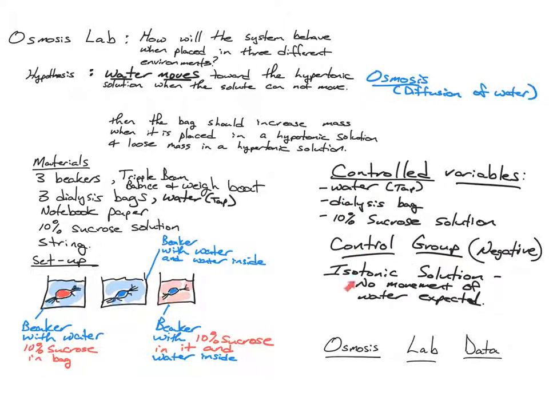So of course our control group is this isotonic solution, because our hypothesis is that water is going to move towards a hypertonic solution. So therefore, where there's no hypertonic solution, we expect nothing to change, no water to move. Right? So that's why this is our control group. Isotonic would be our control group.